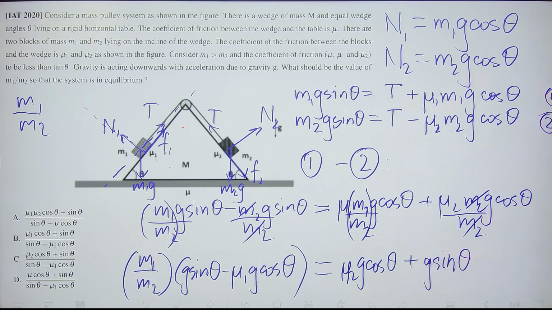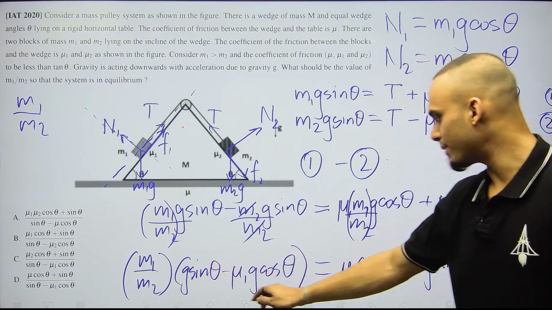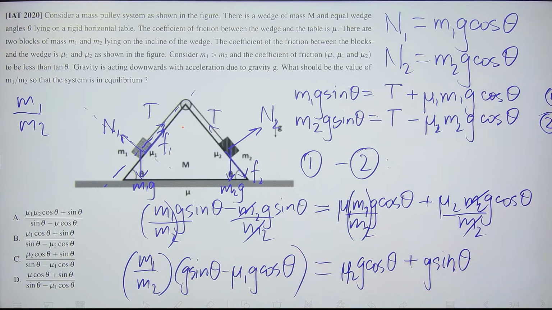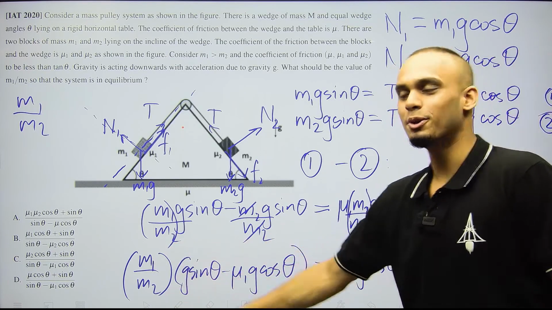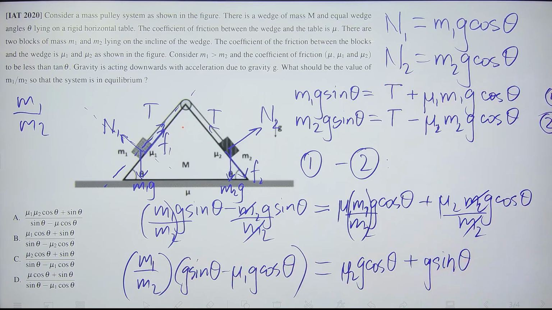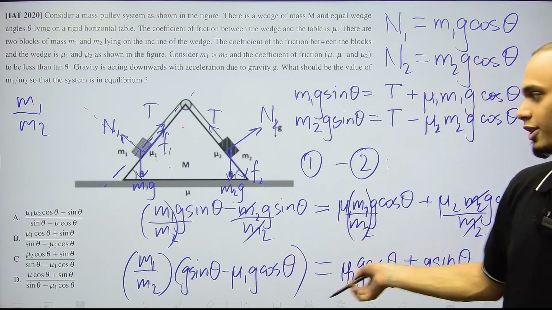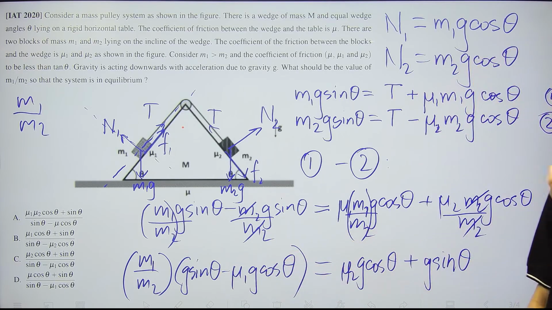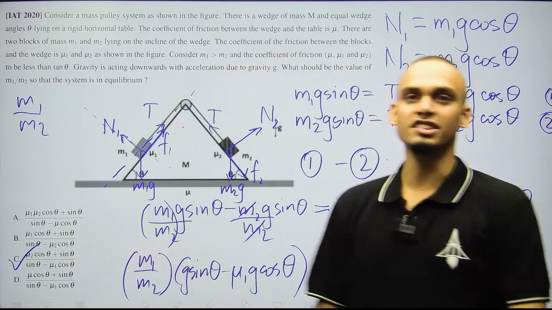So simply we will divide this bracket on the RHS and we will end up with m1 upon m2 is equal to mu2 into g cos theta plus g sin theta upon g sin theta minus mu1 g cos theta. Cancelling g from all the sides, we can see that option C is the correct answer to this question.